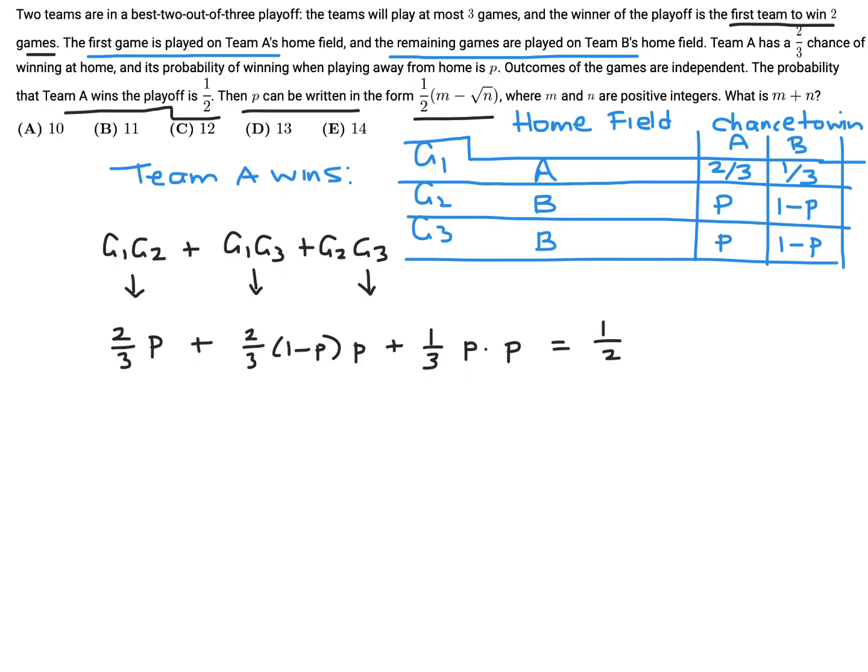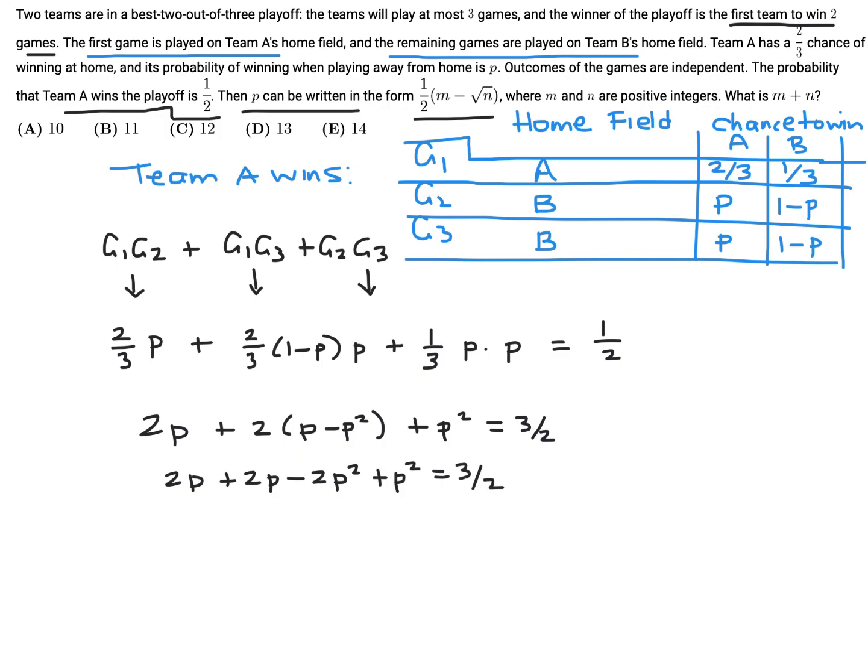Let's multiply through by 3 to get rid of the fraction. So it'd be 2P plus 2P minus P squared plus P squared, and then this is 3/2 because we multiplied through by 3. And then this is going to be 2P plus 2P minus 2P squared plus P squared. And then that's going to be 4P minus P squared.